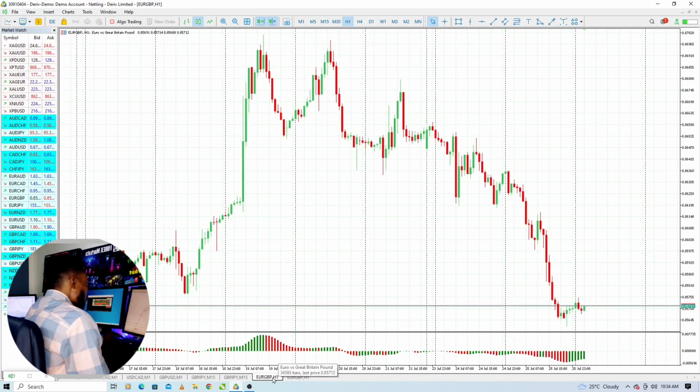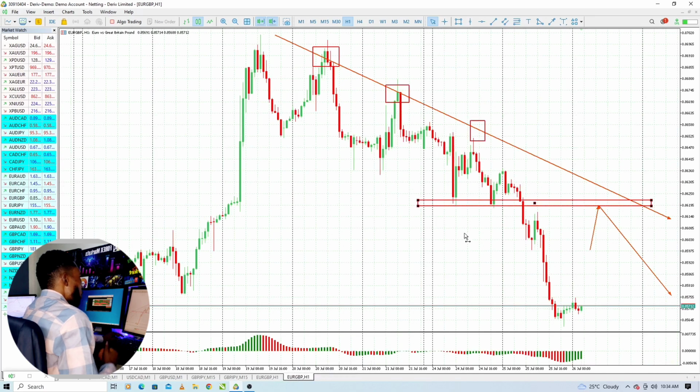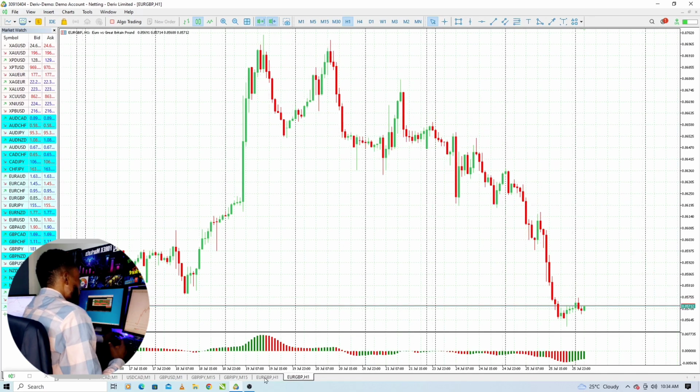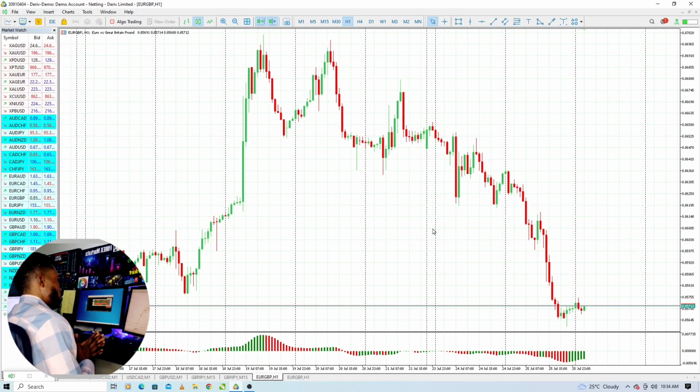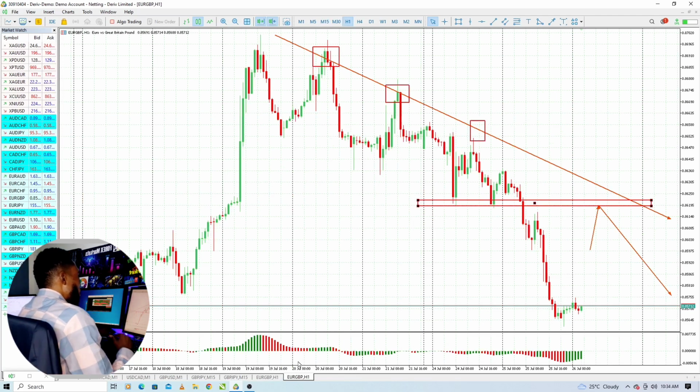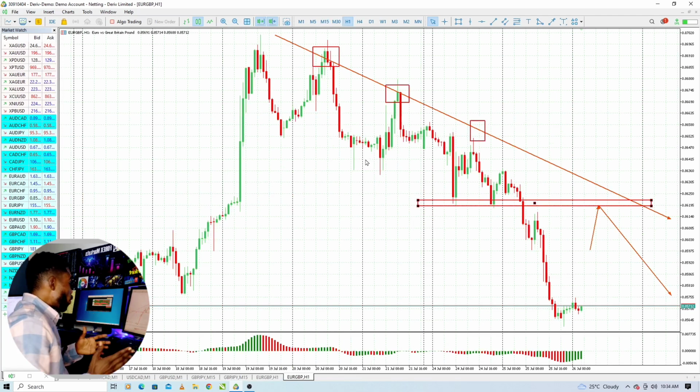This is the same chart, euro-pound chart. So euro-pound chart, euro-pound chart. They are all on H1. Comparing this chart and this chart, which one will you be comfortable to trade? I bet you are all going to choose this one, right?